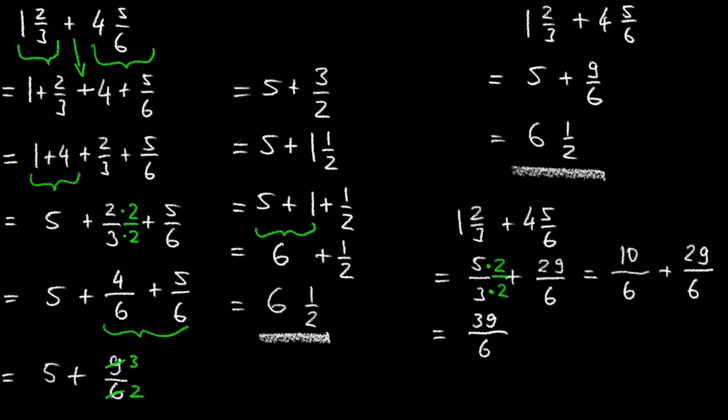The third step is to convert this improper fraction back to a mixed number. We can put 6 into 39 6 times. 6 times 6 is 36. So if we pull 36 of 39, we have 3 left, which is our remainder. Keep the numerator and we get 6 and 3/6, which we simplify to 6 and 1/2, which is our solution.